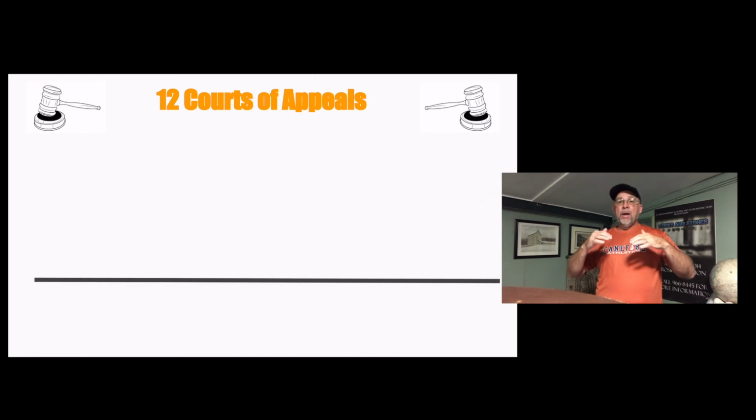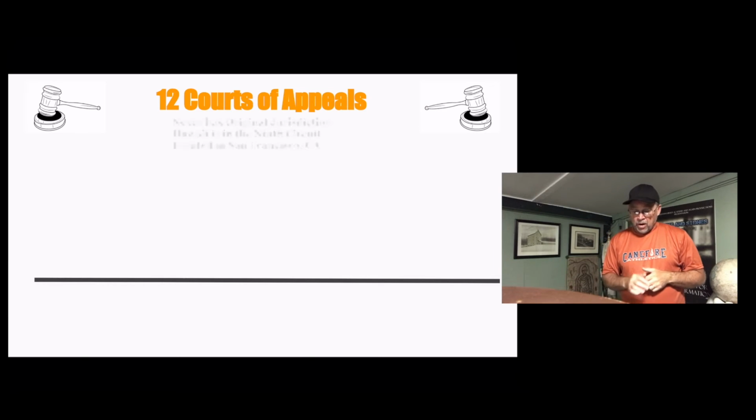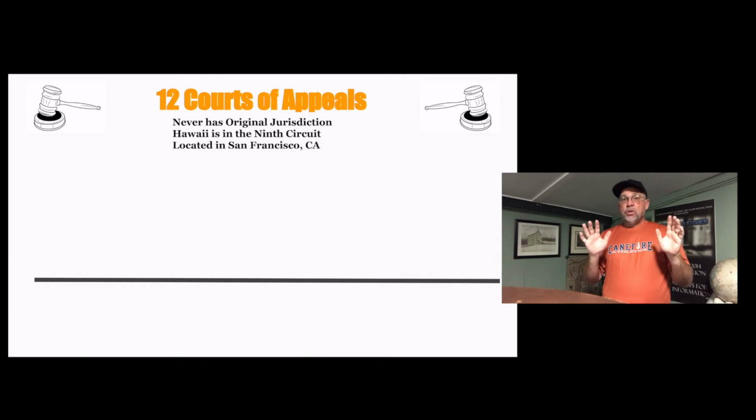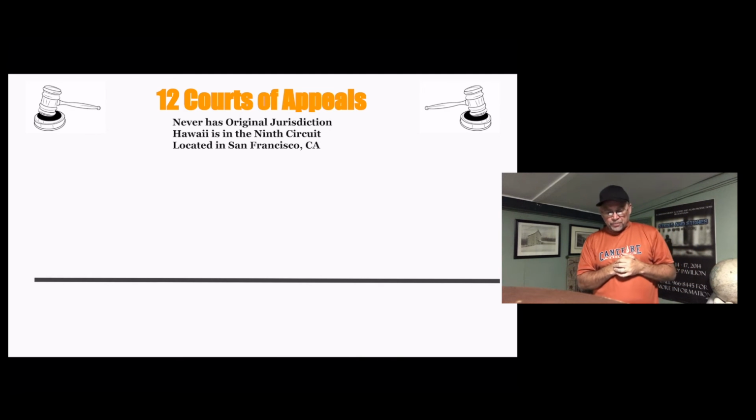All right, and then above this, you have the 12 Courts of Appeals. So if a decision comes out of the district courts and people want to appeal it, the next place it goes is to the Court of Appeals. All right, this never has original jurisdiction. The case always comes from someplace else, and most of the time it comes from the district court. And Hawaii's Court of Appeals, one of the 12, is actually in San Francisco, and we're in the Ninth Circuit.